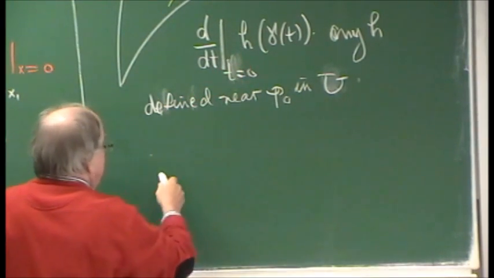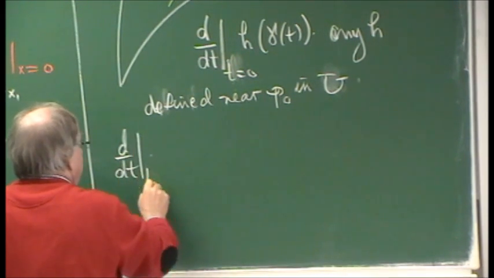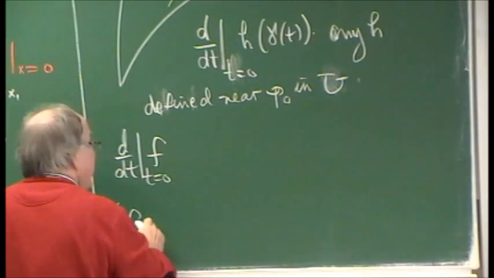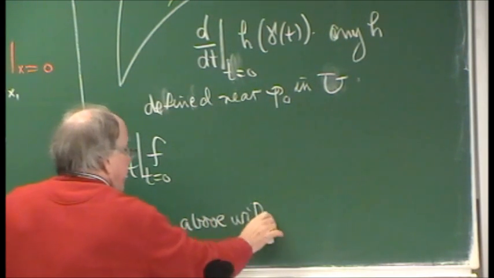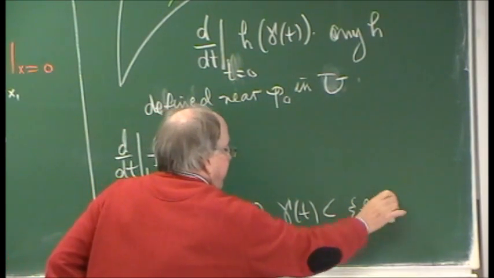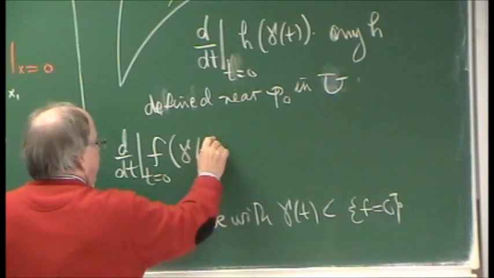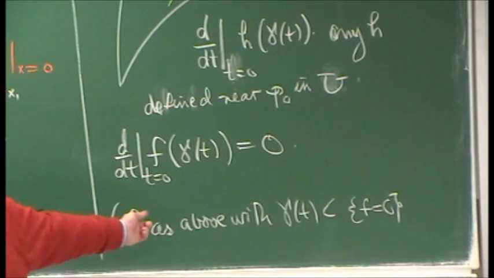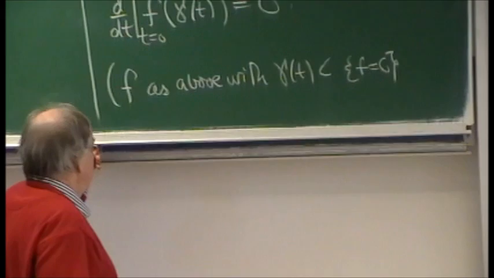Now what happens? Well, I took the value 0, but any value. Let's take the value 0 again. It's completely clear that if I apply that to the function h as above, with gamma of t contained in the level set of f, so you take a curve in the level set and you differentiate it, this is completely stupid. You get 0. The curve is constant, the function is constant. It's 0. It could have been some number, like 20.